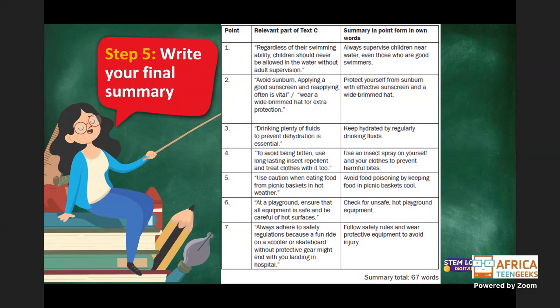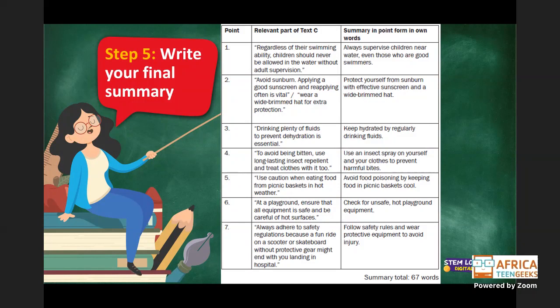Third one: drinking plenty of fluids to prevent dehydration is essential. So you could change that into keep hydrated by regularly drinking fluids. Fourth one: to avoid being bitten, use long-lasting insect repellent and treat clothes with it too. So we could rewrite that to use an insect spray on yourself and your clothes to prevent harmful bites. So cut down nicely there, but keep to the point.